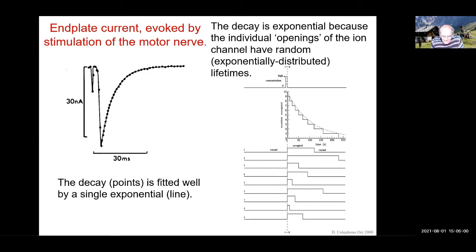Now, this exponential probability distribution has an interesting connection with the macroscopic current you see when you open a lot of ion channels almost simultaneously. That's what happens with the end plate current. When you stimulate a motor nerve, there's a pulse of agonist concentration. Many channels open almost simultaneously. And if you look at the decay of the end plate current, it looks pretty much exponential.